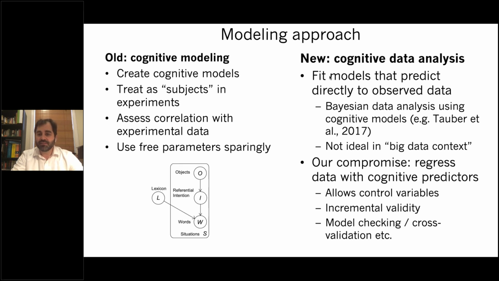So our compromise is to use regression modeling, but we use regression modeling as our linking hypothesis with cognitive predictors. This technique allows us to include arbitrary control variables. It allows us to fit random effects for subjects or for words. And it allows us to use the standard regression toolkit to assess the incremental validity of particular predictors, as well as to use the standard machine learning tools for model checking, cross-validation, and so forth. And so that's the approach we've been gradually developing in working with the Wordbank data as our outcomes.